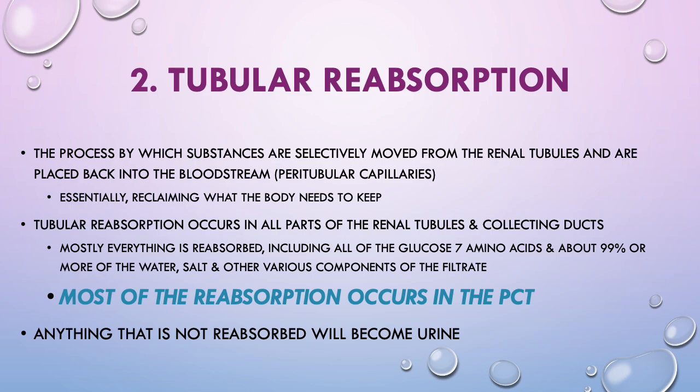This is a process where substances are selectively moved from the renal tubules to the bloodstream, through our friends, either the peritubular capillaries or the vasa recta. Most of this reabsorption happens in the proximal convoluted tubule. Anything that is not reabsorbed will become urine at some point.